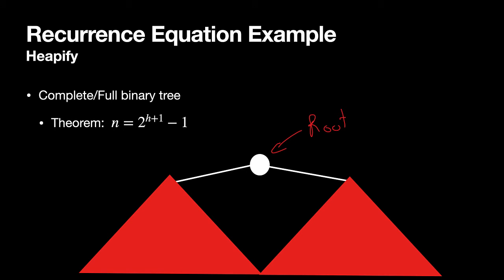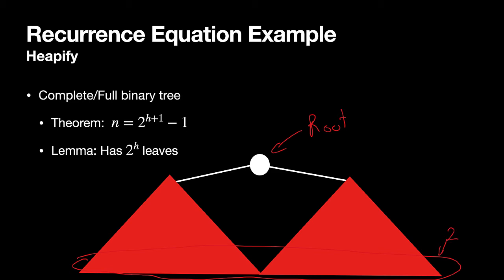Okay, we've got some theorems that we've established in a previous module. We know the total number of nodes is 2 to the height plus 1 minus 1. We also had a lemma that went along with that kept track of the total number of leaves. So the total number of leaves is 2 to the power of h. So in this complete and full binary tree, on our bottommost layer down here, we have a total of 2 to the h leaves, and that's if our entire tree height is h.